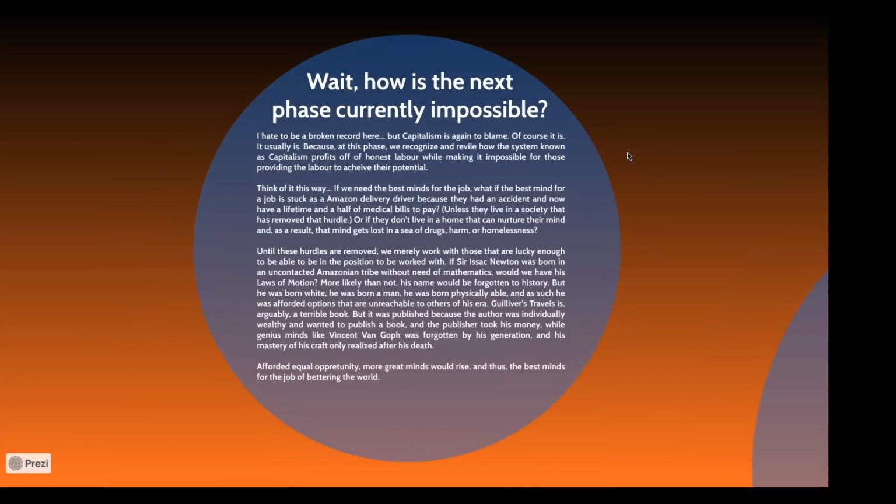So, wait, this next stage is currently impossible, and this is going to be something that you'll see me saying a lot. Capitalism is to blame. Because at this phase, we recognize and revile how the system known as capitalism profits off the honest labor of others while making it impossible for those providing that labor to achieve their true potential.